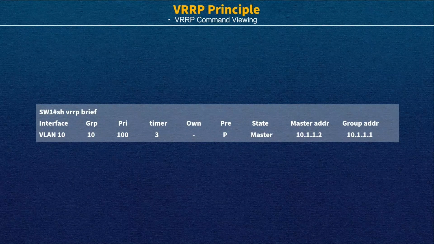VIP brief, and you will see which physical interface we add into the VIP configuration, and what's the group ID, what's the priority, what's the timer. And switch 1 not is the IP address only. P means the preemption mode is enabled, and now switch 1 is the master. And what's the master address? What's the group address? So this is a basic show.